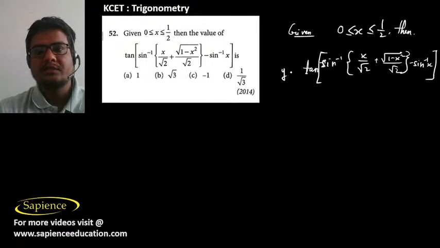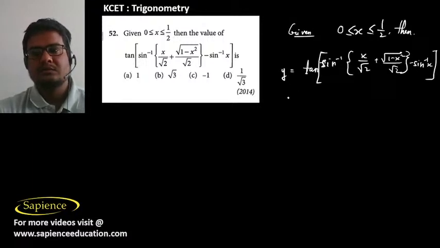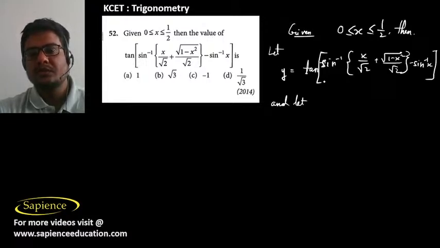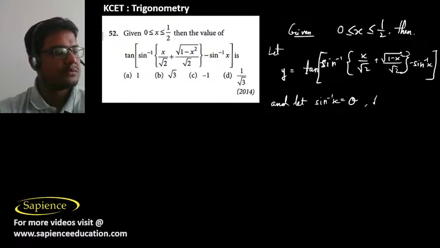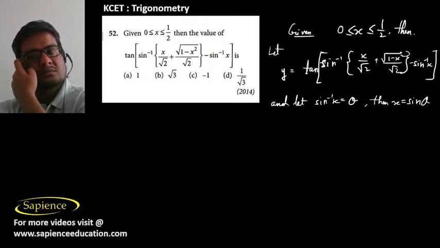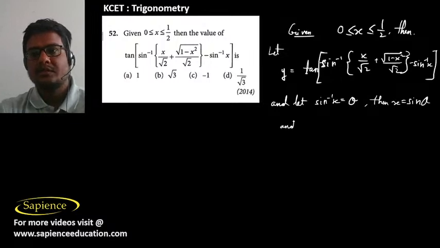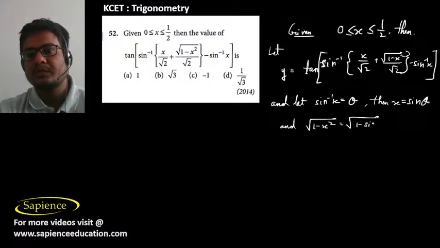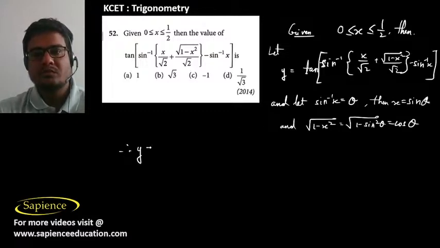Now let us take this as y, and find the value of y actually. Let us take sine inverse x equal to theta, suppose. So then it means that x is equal to sine theta, and then root over 1 minus x square will be root over 1 minus sine square theta, that is equal to cos theta.